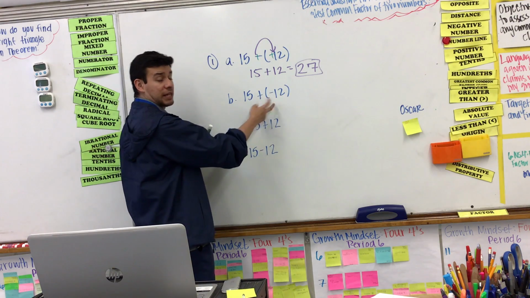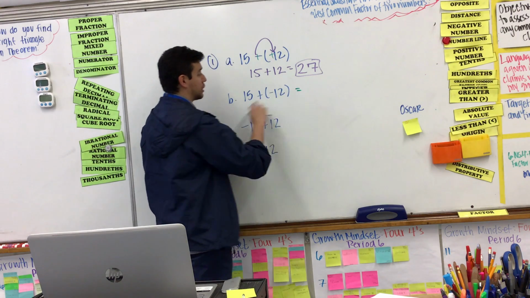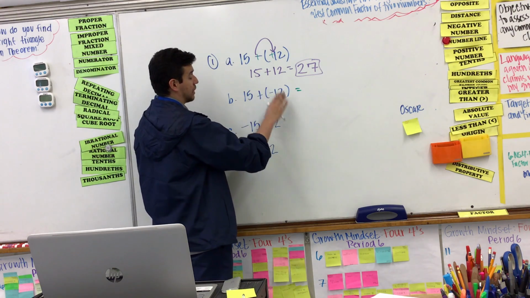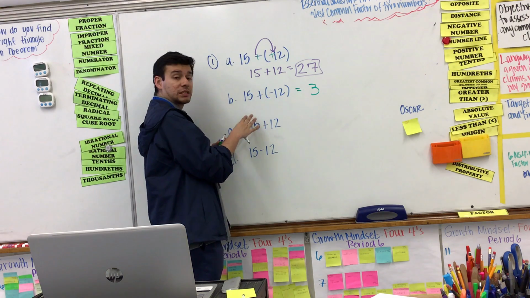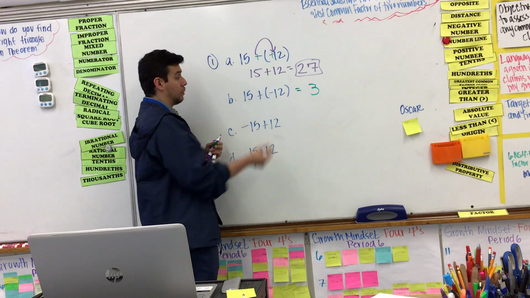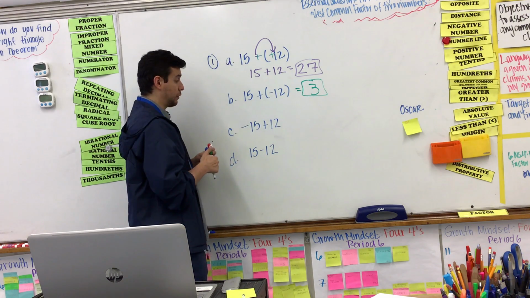Here, you have the same sign or different signs? You have different signs, so what you do with these two numbers is you subtract them. So 15 minus 12 is 3. Now you ask yourself, do you have more positives or more negatives? We'll have more positives, therefore this is the answer, positive 3.